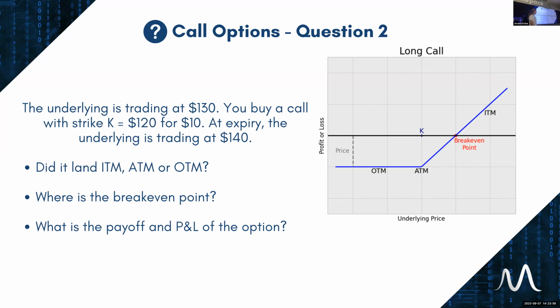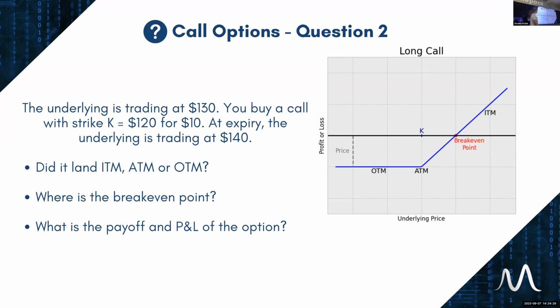Next question is, where is the break-even point? So at what price does the underlying have to be for your profit and loss to be zero? Yes, 130. Yep. How did you get 130? You pay $10. Yeah. So you add the amount paid to the strike price. Perfect. Good. So the break-even point will just be 120 plus 10, so $130.